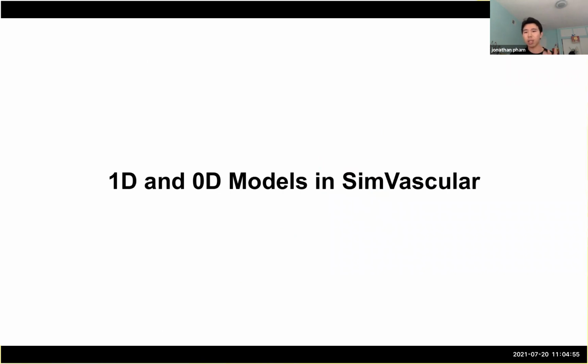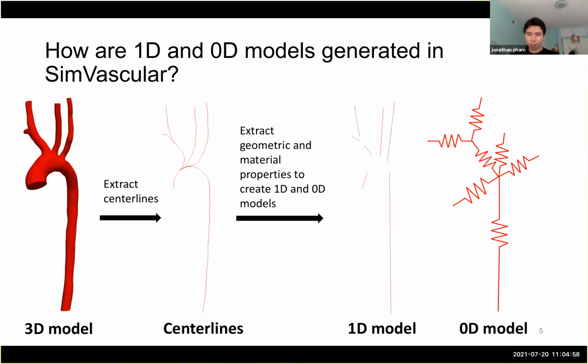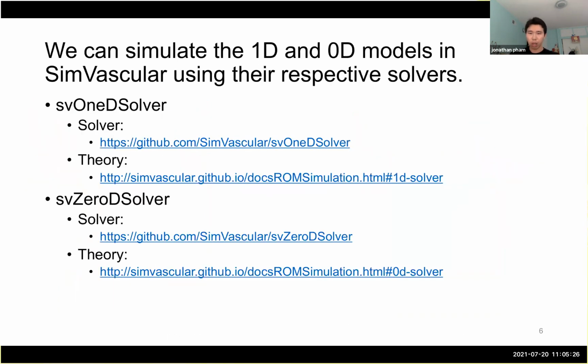So now let's quickly discuss the 1D and 0D models in Synvascular. How are these reduced order models generated in Synvascular? First we begin with a 3D model, and then we generate the center lines corresponding to this 3D model. We'll use the information on the center line and extract the relevant geometric and material properties, such as the radius and lengths at each cross-section, and the relevant material properties, such as viscosity, to create our 1D and 0D models.